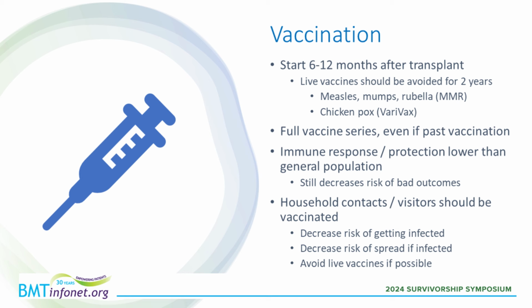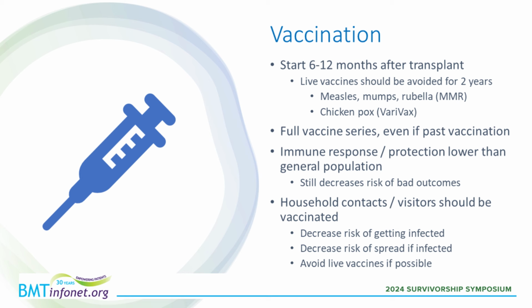For vaccination, it's generally recommended to start revaccinating about 6 to 12 months after transplantation. However, live viral vaccines should be avoided for 2 years. Some examples are the measles, mumps, and rubella vaccine and the chickenpox vaccine, or Varivax. That's another live viral vaccine, and it's recommended to avoid it for 2 years after transplantation. And for people with graft versus host disease, if you remain on immunosuppressants, it's generally recommended to avoid these vaccines. But again, if you have any questions, you should double check with your transplant center.